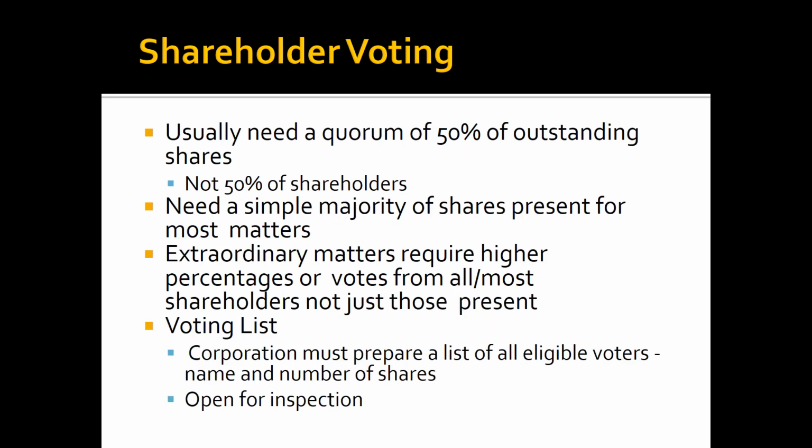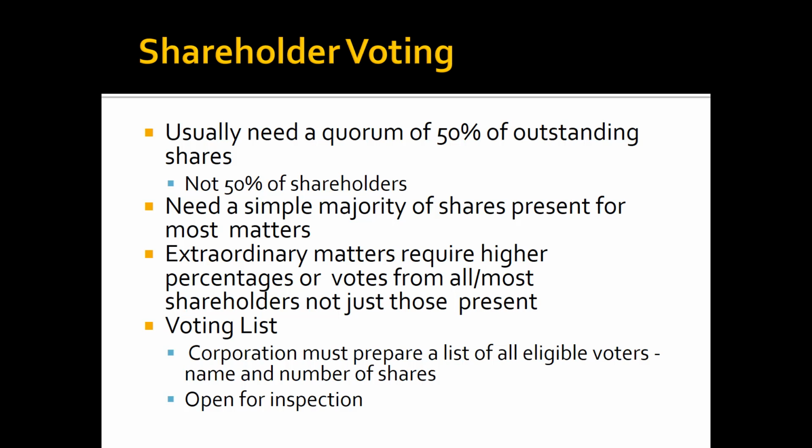To get a quorum so that your shareholders' meetings count, you need to have 50% of the outstanding shares, not 50% of the shareholders. Because remember, it's not uncommon that a few small shareholders have the vast bulk of the stock. Then you usually only need a simple majority to win. Extraordinary matters are going to require higher percentages. You're going to shut the company down, you're going to sell the assets, you got to have extraordinary numbers.